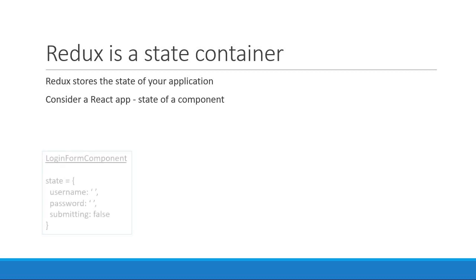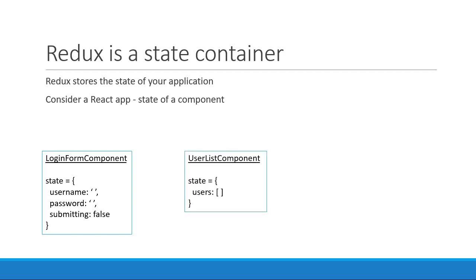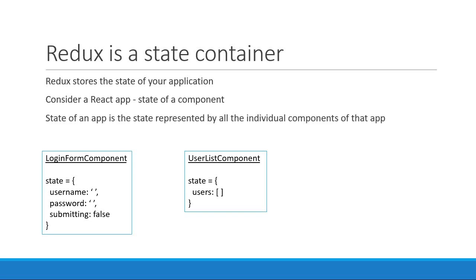For example, if we have a login form, the state of the component is simply an object that holds username, password, and a submitting flag to indicate the submit action happening in the background. If we had a list of users to display, the state of the component would be an object that contains an array of users. Extending on this knowledge, we can say that the state of an application is simply the state represented by all the individual components of that application. This includes the data and the UI logic.